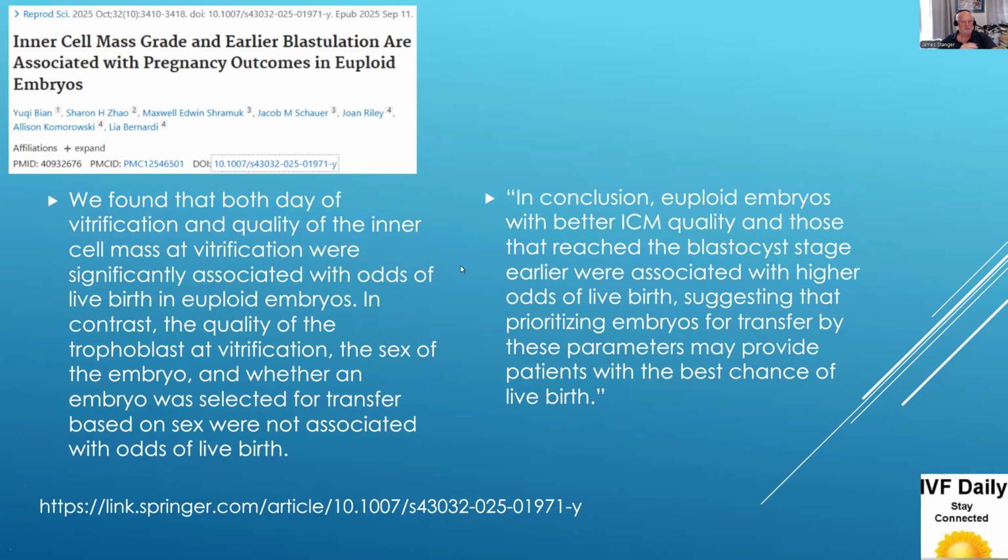So they found that both day of vitrification and the quality of the inner cell mass were significantly associated with the odds of live birth in euploid embryos. In contrast, the quality of the trophectoderm, the sex of the embryo, and whether an embryo was selected for transfer or not were not really associated. It's all really got to do with the inner cell mass. I think we've had far too much focus on the trophectoderm since we're doing the biopsy, but it's the inner cell mass which is telling you quality.